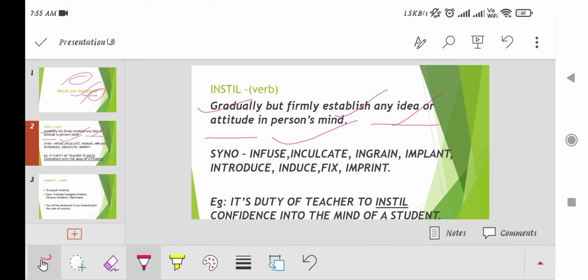Now the main thing is, what other words can be used instead of instill? Means instill के अलावा, ठीक है ना, या instill की जगह पे वो कौन कौन से वर्ड्स हैं जो हम लोग यूज कर सकते हैं. So the first one is very clear, that is infuse. The second is also crystal clear, that is inculcate. The third one is ingrain. The fourth one is implant. The fifth one is introduce. Okay, the next ones are induce, fix or imprint. Means these all are the words which can be used instead of instill.